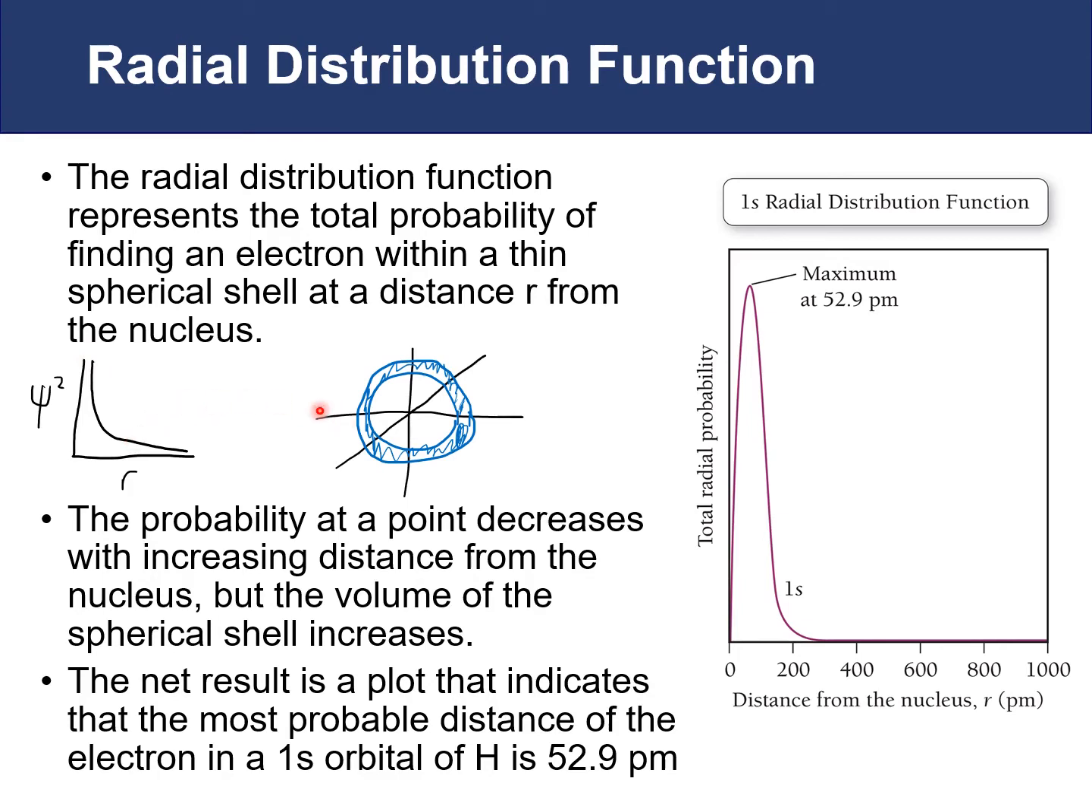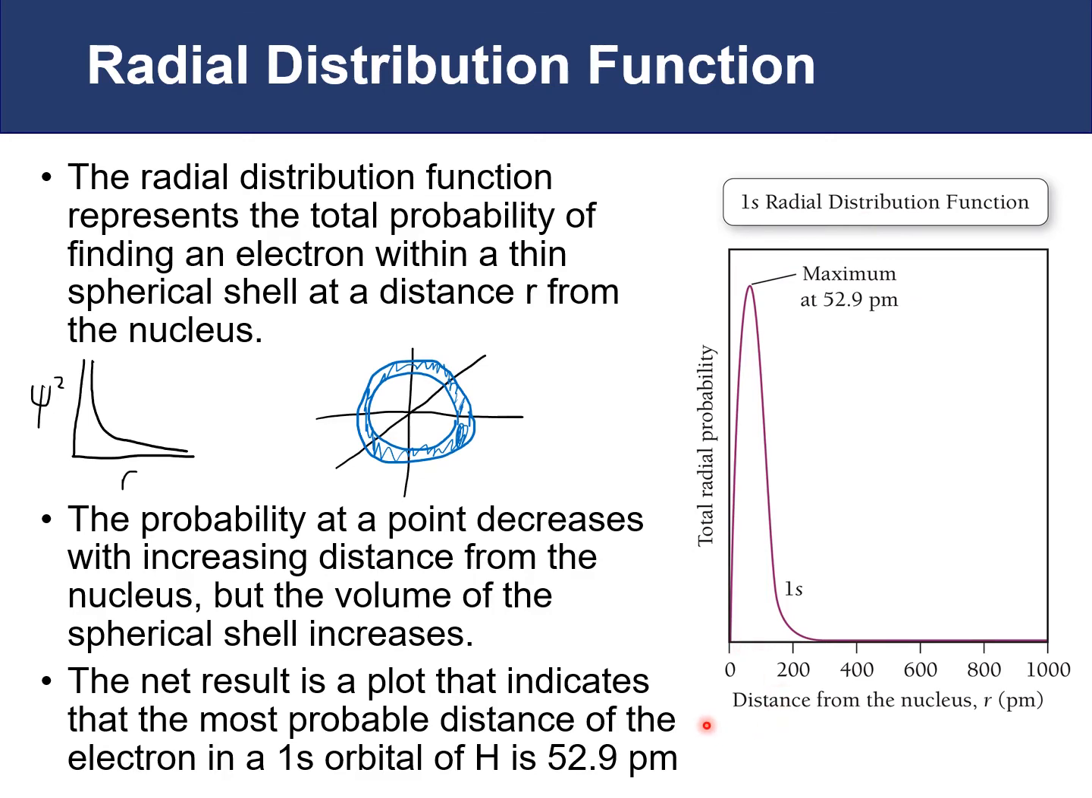So if we multiply these two together to get our total radial probability, there will be a point at which the combination of the two gives us a maximum value, right? Our probability distribution function is going down, but our volume is going up. So when we multiply the two together, there's a maximal value for the total probability of finding an electron at a particular distance. That maximum value is what we call our most probable distance.